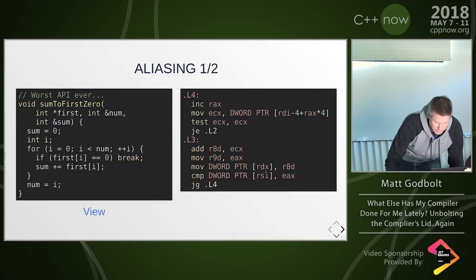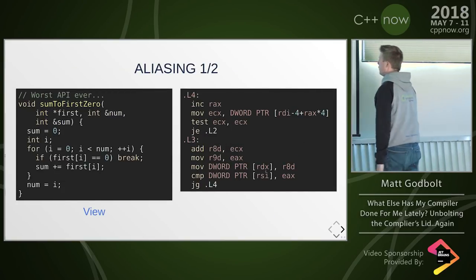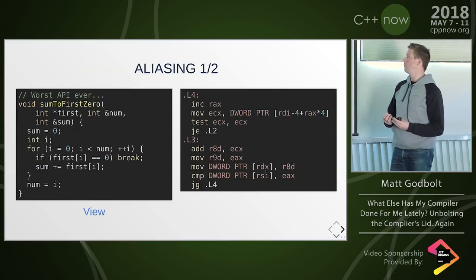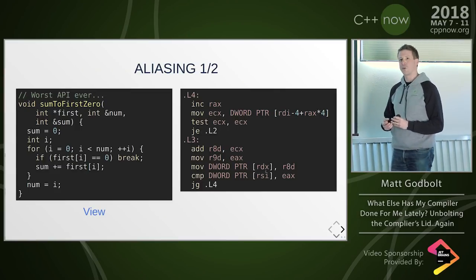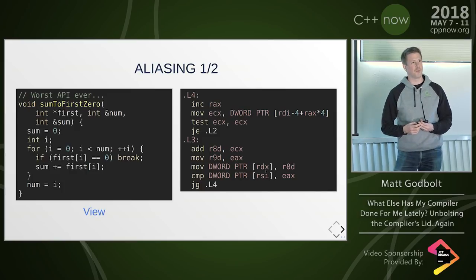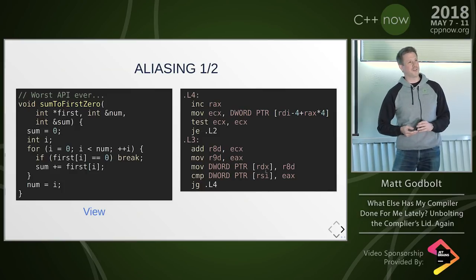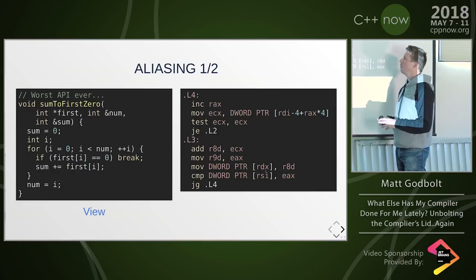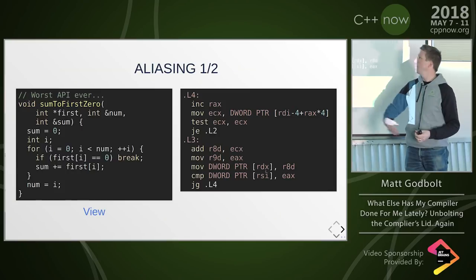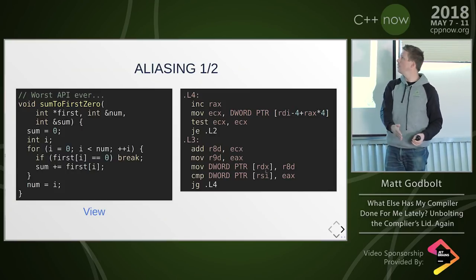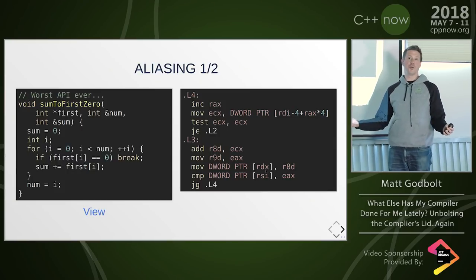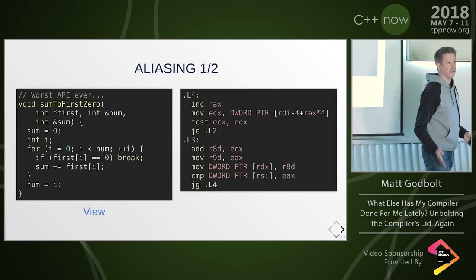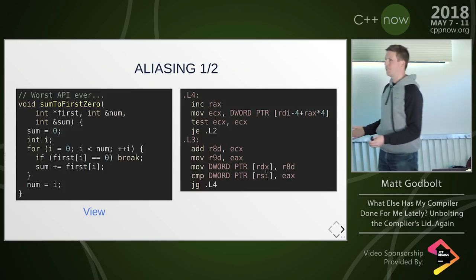All right, next, aliasing. This is possibly the worst piece of slide code you've ever seen in your life, and it doesn't necessarily demonstrate the point that I want to make that well. But you get to see it anyway. So this is an API where you pass to a function an array, the first element and how many there are, and it's going to return to you the sum of all of them until it hits a zero. Why you would ever want to do this is beyond me, but it kind of proved my point.